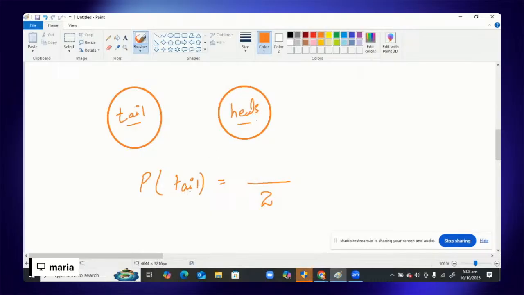And what is the probability of tail? There is only one outcome, which is one. One chance for tail and one chance for heads. So I'm putting one on the top. Is it easy? Very good, everyone.